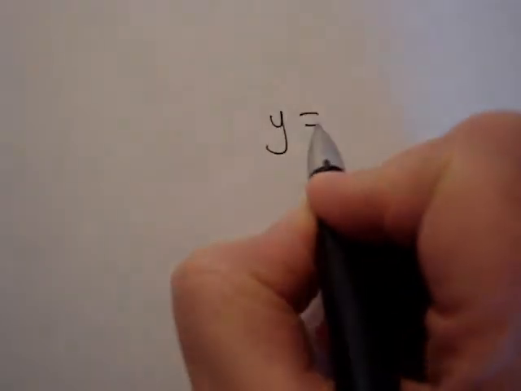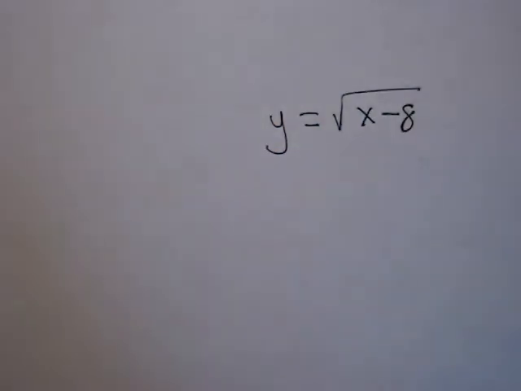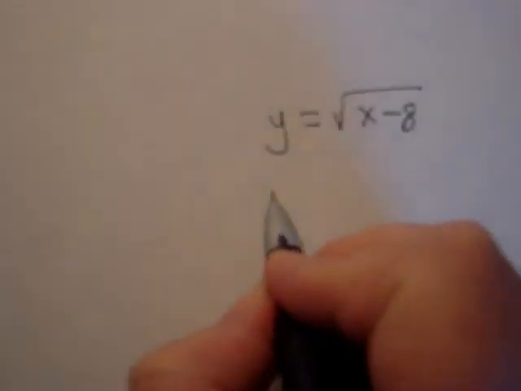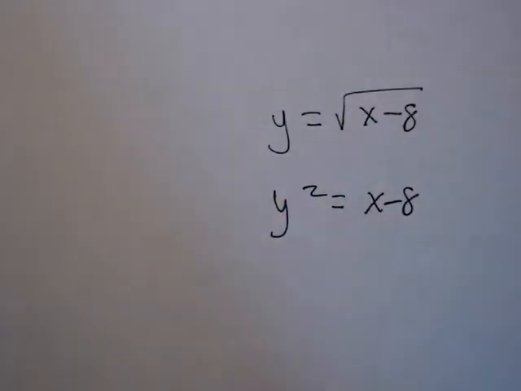Okay, so let's move over here to do the algebra on some scratch paper. Remember, step 1 is take out the f of x and put in y. So y is equal to the square root of x minus 8. Now, to get rid of the square root, I'm going to square both sides. So you should get y squared is equal to x minus 8.